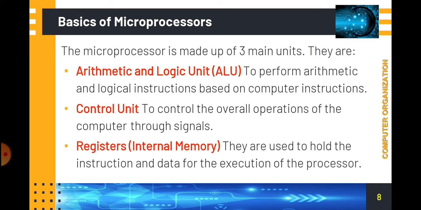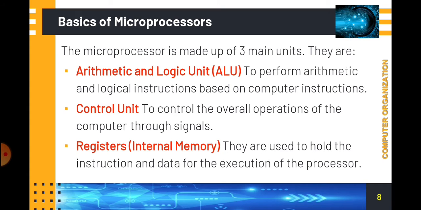Okay, so registers are also known as internal memory. They are used to hold the instructions and data for the execution of the processor. At the time of processing, all the data are transferred from the storage device to the primary memory, that is internal memory. From this only, the data can be taken for processing.